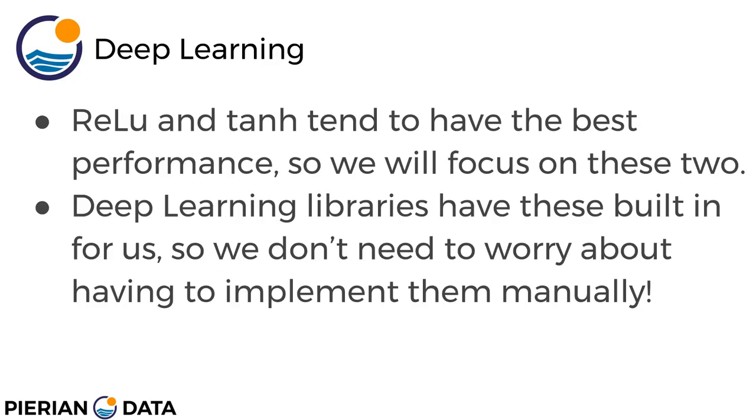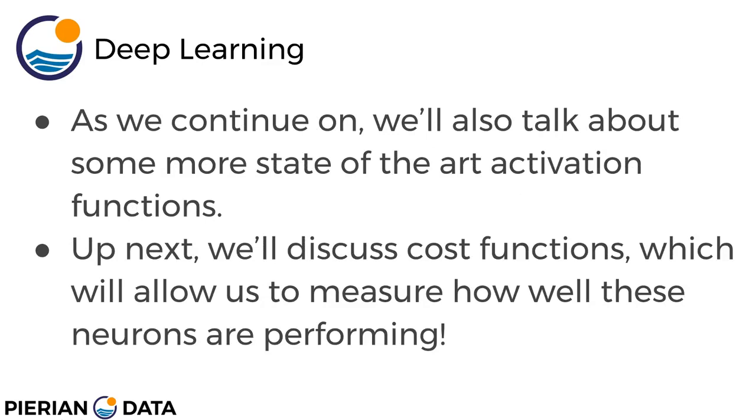So that rectified linear unit and hyperbolic tangent tend to have the best performance, so we're going to really focus on these two throughout the course. But deep learning libraries in general have these built in for us, so we don't really need to worry about having to implement these activation functions manually. We'll essentially just be able to select them from our deep learning library. As we continue on, we'll also talk about some more state-of-the-art activation functions.